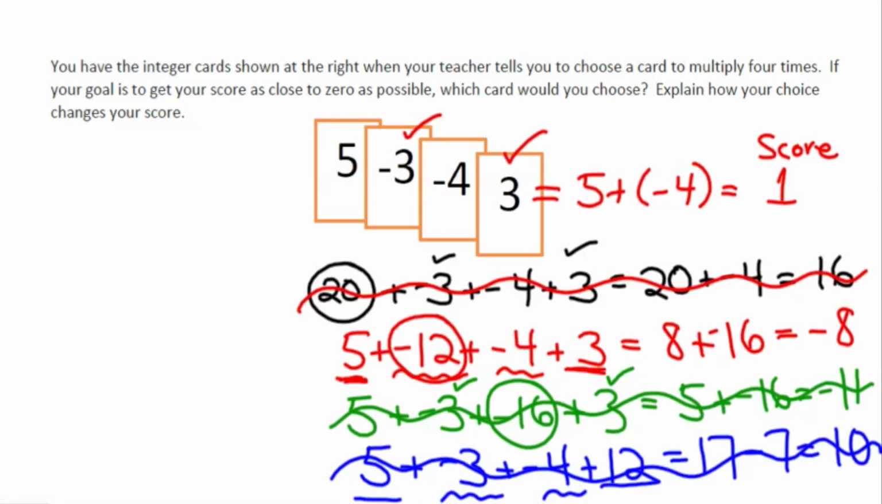So the best score that I could get is a score of -8. It said, which card should I choose? So the card that I should choose would be the -3.